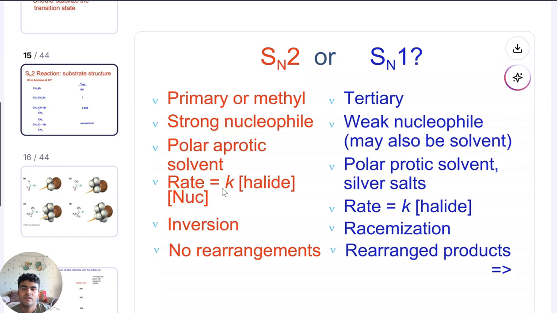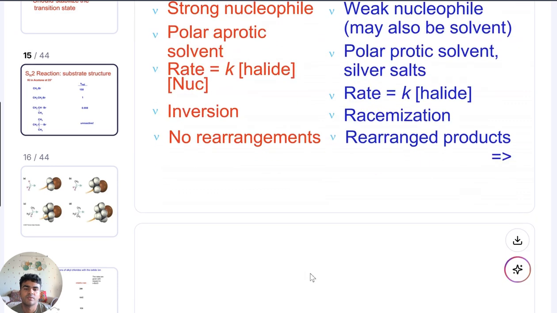Rate equals rate constant times concentration of halide times concentration of nucleophile. Rate equals rate constant times concentration of halide. And in SN2 inversion of configuration takes place. Here racemization will take place. No rearrangement takes place. Here rearrangement product will form.